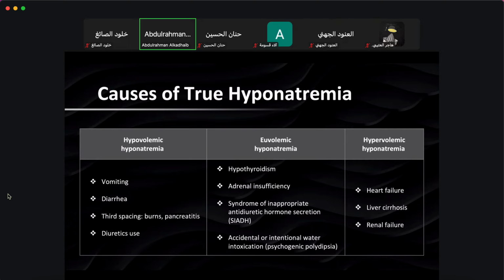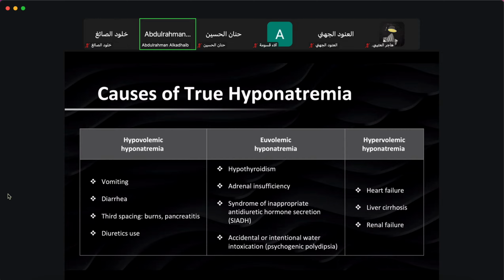And the last cause of euvolemic hyponatremia, usually we can see it in accidental or excessive water intake, such as in cases of psychogenic polydipsia, in which the patient usually drinks a large and unnecessary amount of fluid, and those kinds of patients usually drink it without even feeling thirsty.